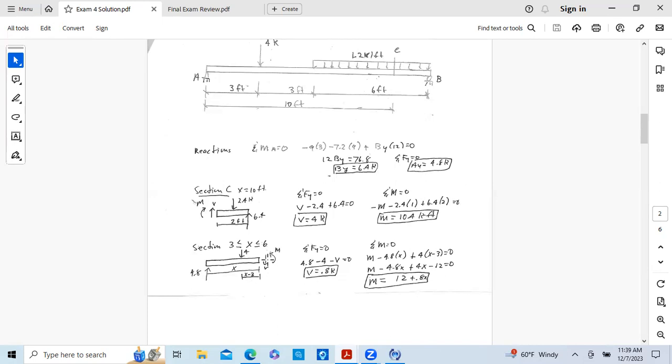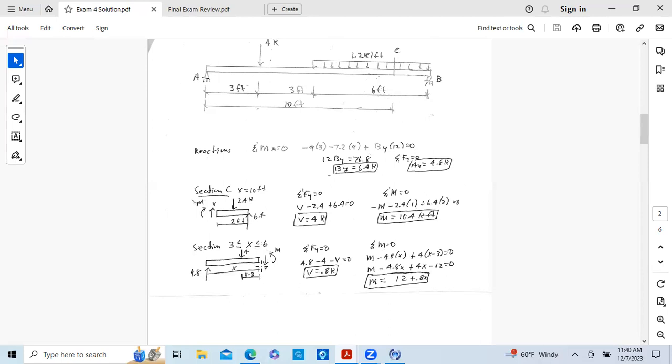Okay, so we sum forces in the Y: plus 4.8, this reaction, minus 4 down, and shear is in the negative direction, so it's minus V. So shear is equal to 8/10 K. That's the equation for shear anywhere in this section, which means shear is constant. And sure enough, we said it would be constant. This is a concentrated force. So this is the equation for shear.